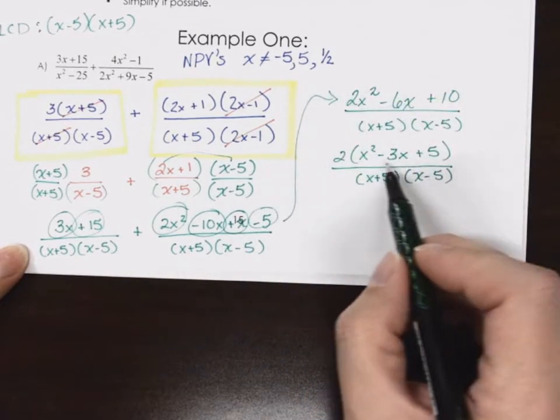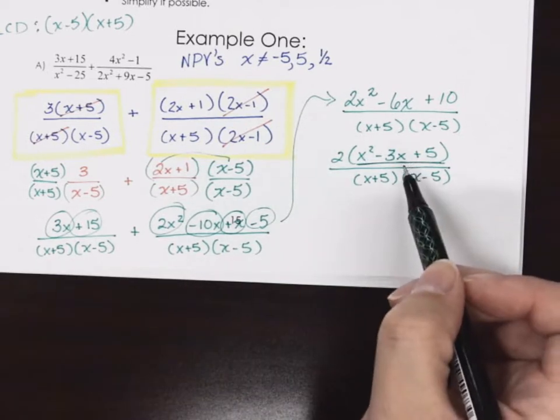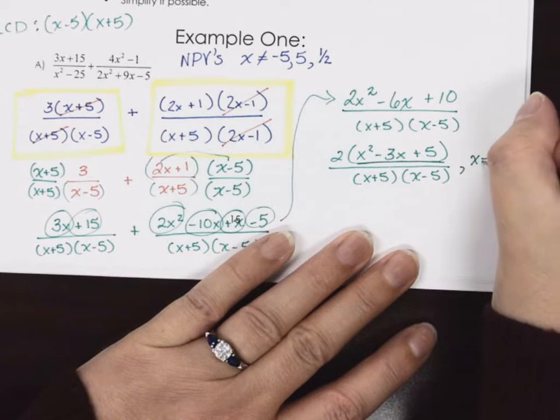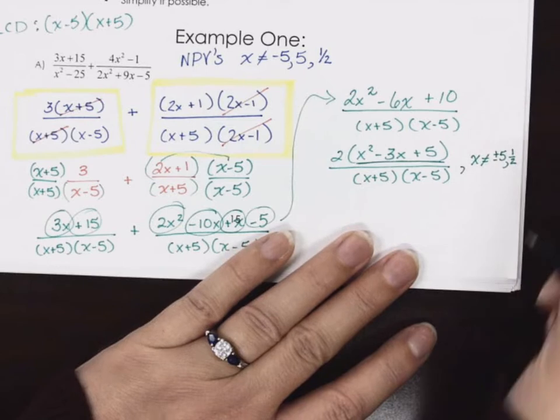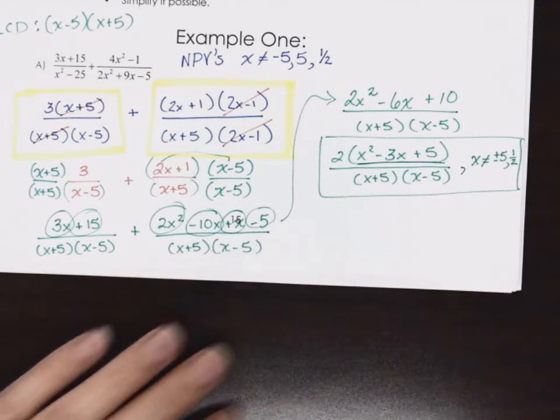Can I factor this trinomial here? What are the factors of positive 5? That would give us negative 3. Remember that 5 is prime, right? So what are the factors of 5? 5 and 1. That's it. That's all. So it's either going to add to positive 6 or negative 6. So can I factor this one? No. So we have officially simplified. The only thing I'm missing is x cannot equal plus minus 5 and a positive 1/2. So that is where I stop.